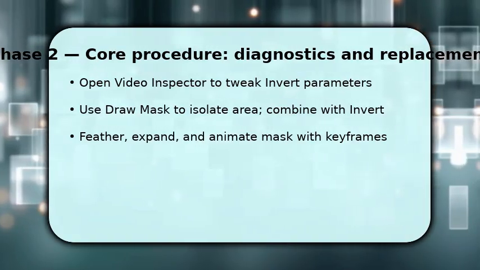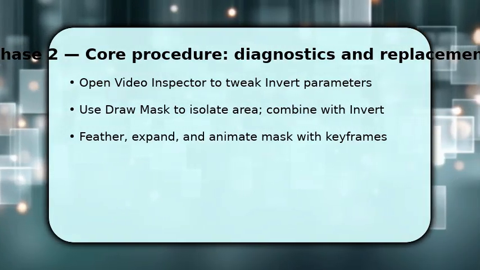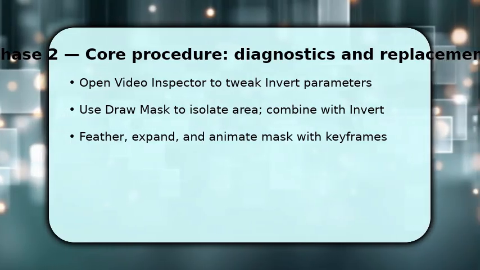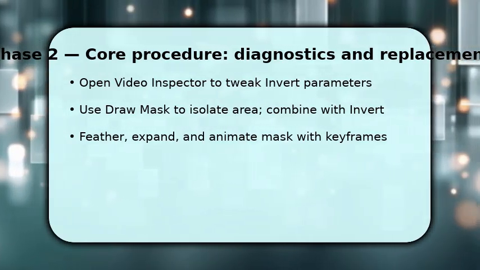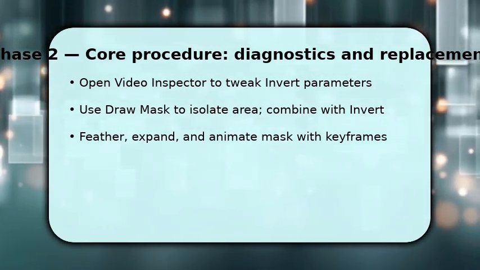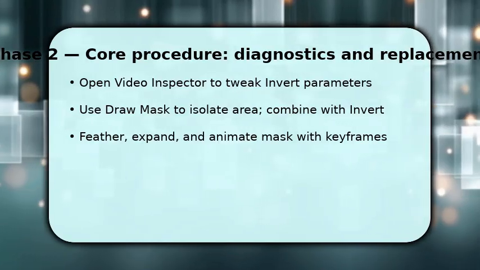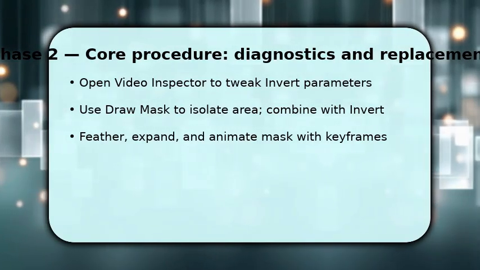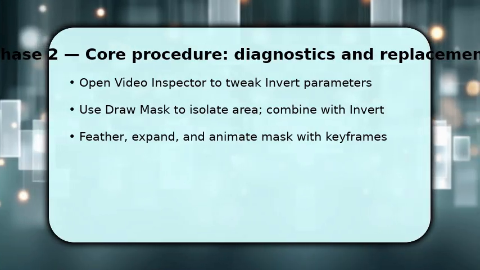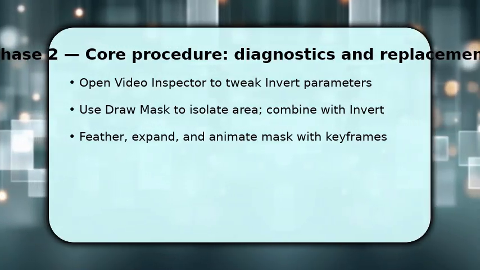If only part of the frame needs inversion, add a draw mask effect above or below invert, then link their order so inversion affects only the masked area. Make sure to feather and expand the mask for natural edges and animate the mask with keyframes when subjects move, so the inverted region tracks correctly over time.